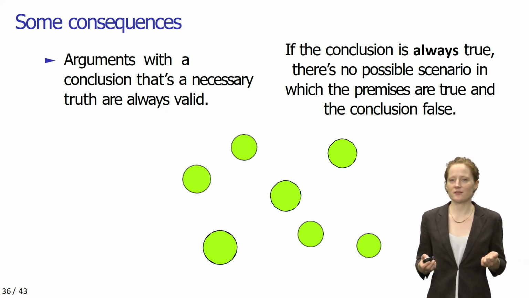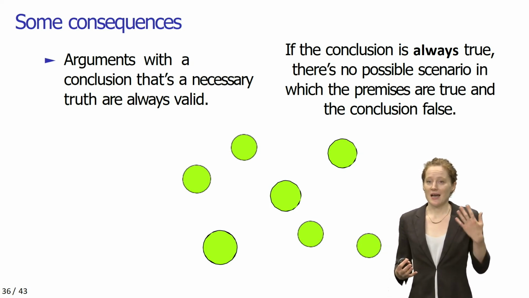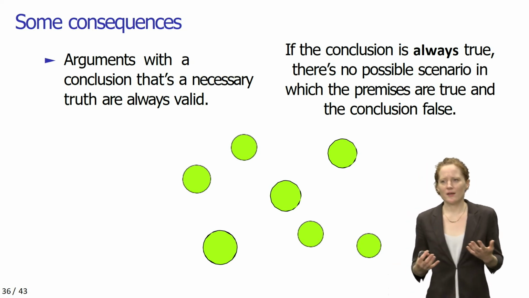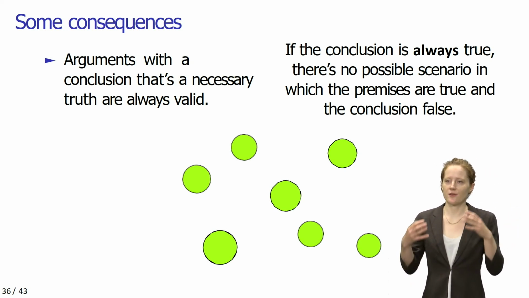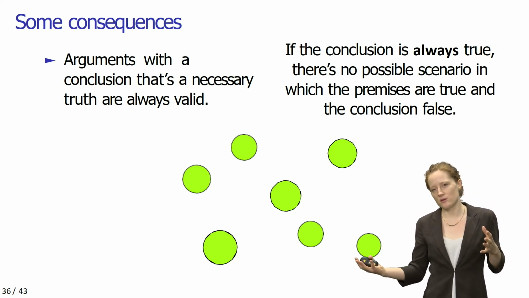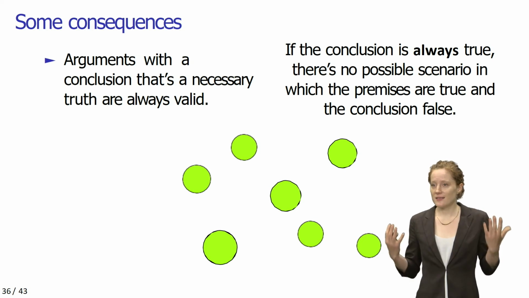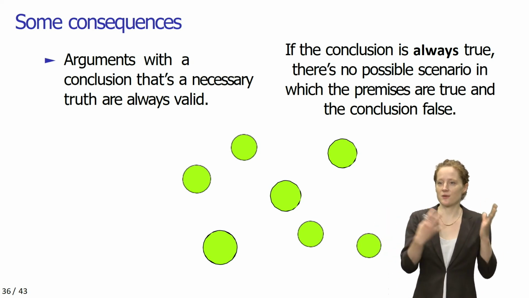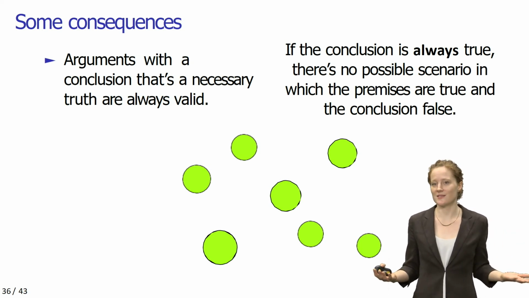Now let's reflect on some consequences of these definitions. One important consequence is that arguments with a conclusion that's a necessary truth are always valid. Why is that? Well, if the conclusion is always true, that means that there's no possible scenario in which the premises of the argument are true but the conclusion is false. And that's just the requirement on a valid argument. A valid argument is one such that there's no hypothetical scenario in which the premises are true but the conclusion is false. And so if the conclusion is always true, that means the argument must be valid.